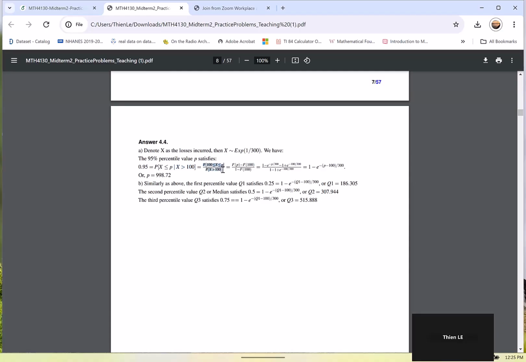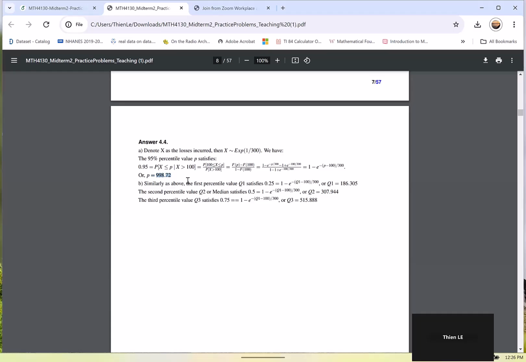Because it's a conditional probability, a smart way to do that is by looking at F(p) subtract F(100). It gives you the whole domain here. Then you just plug in the CDF of the exponential, and it gives us this result. You plug in, and you will find that it's about 998.72.